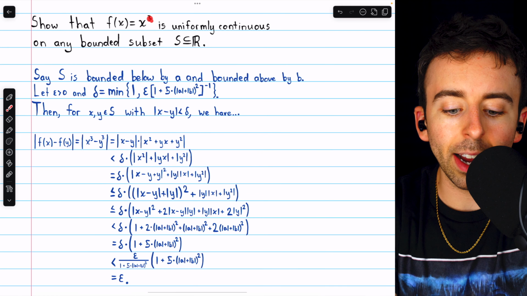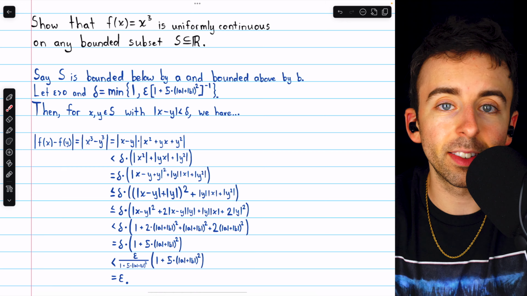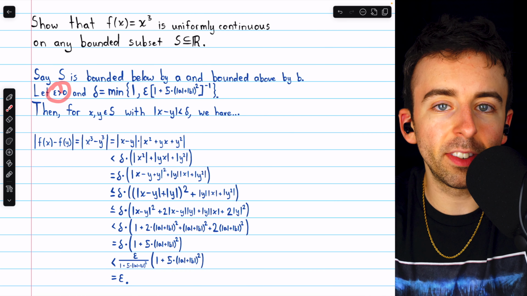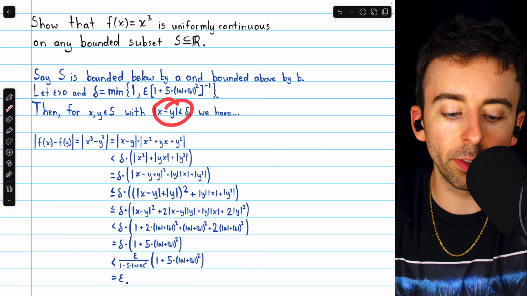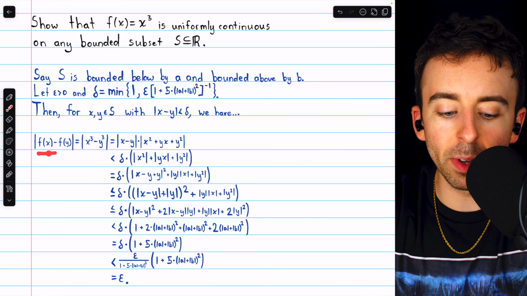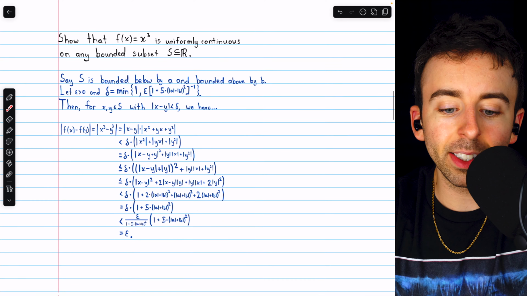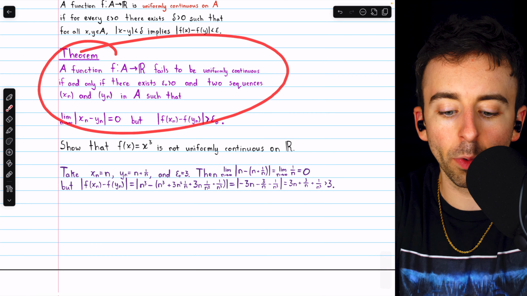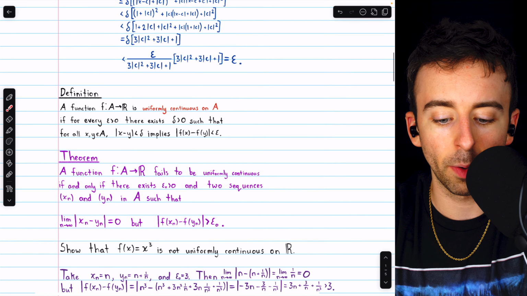So indeed, if x cubed is only defined on a bounded subset of the reals instead of the entire real number line, then for any epsilon greater than 0, it is the case that as long as 2 points from the domain are sufficiently close, then their images will be arbitrarily close as well. So that's a little bit of practice with uniform continuity and this criterion that we've introduced for a function failing to be uniformly continuous using sequences from the domain.